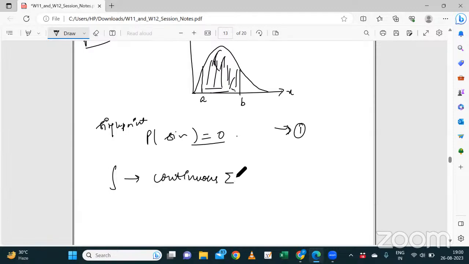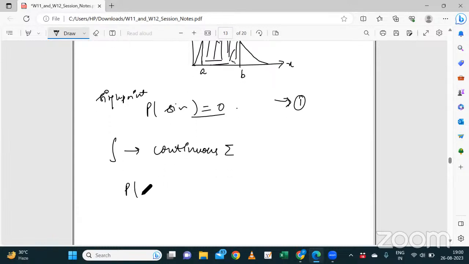If we are not able to do the continuous sum, then we move to integration, because we have to add continuously, as it can take any value within that interval. So continuous summation is nothing but integration, and here we'll get some value. As we know, at point a or b it is 0, because the area under a single point doesn't make any sense.